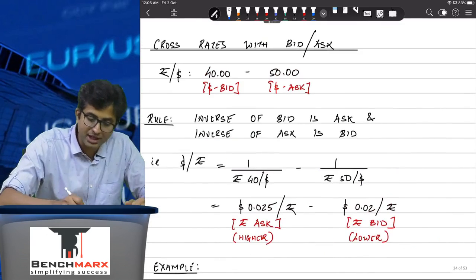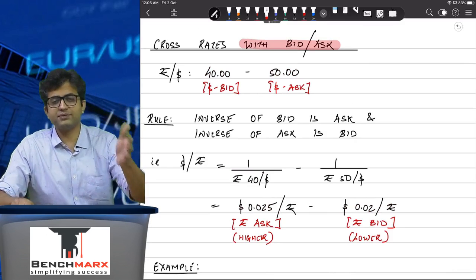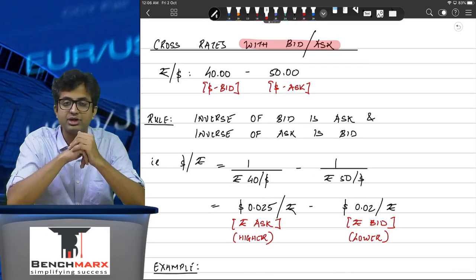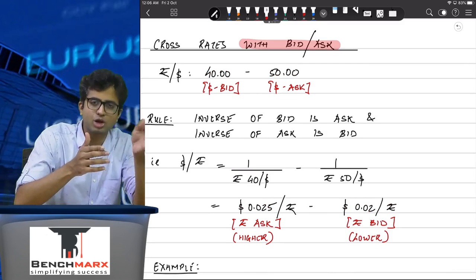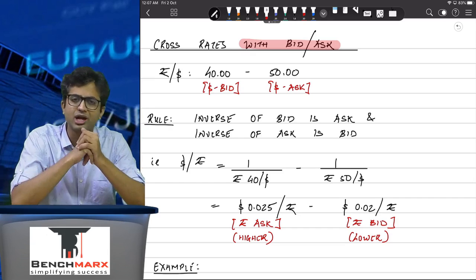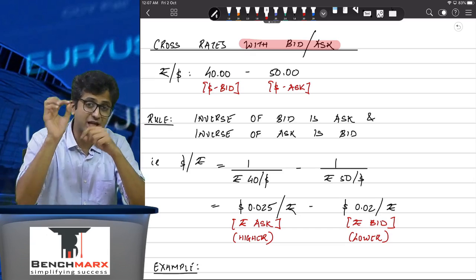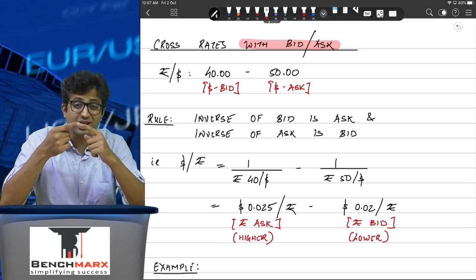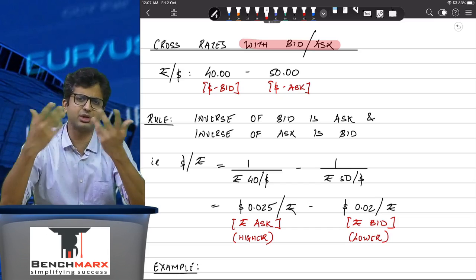Now, what becomes challenging is cross rates with the bid and ask. If there is bid rate and ask rate both given, and you have to do crossing, then it becomes a little challenging on what rate to take. Well, it is fairly simple. For the bid cross rate, you take bid terms for each of them. For the ask cross rate, you take ask terms. The only challenge over here is, if you have to take the inverse, and pay attention to this, remember the inverse of the bid rate will always give you the ask rate, and the inverse of the ask rate will give you the bid rate.